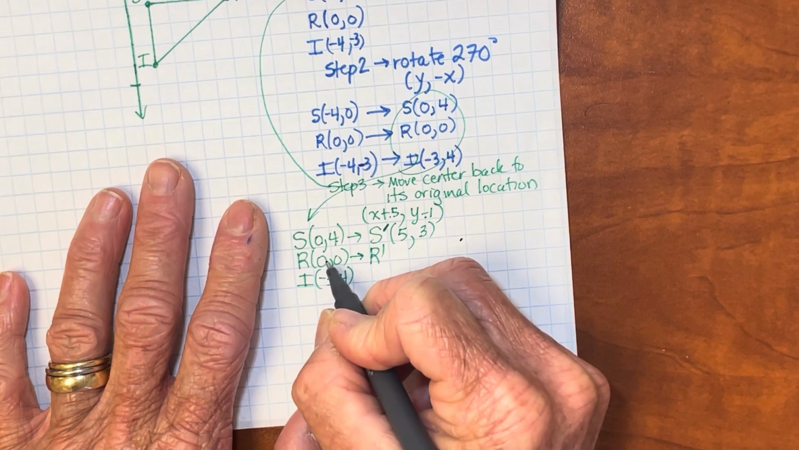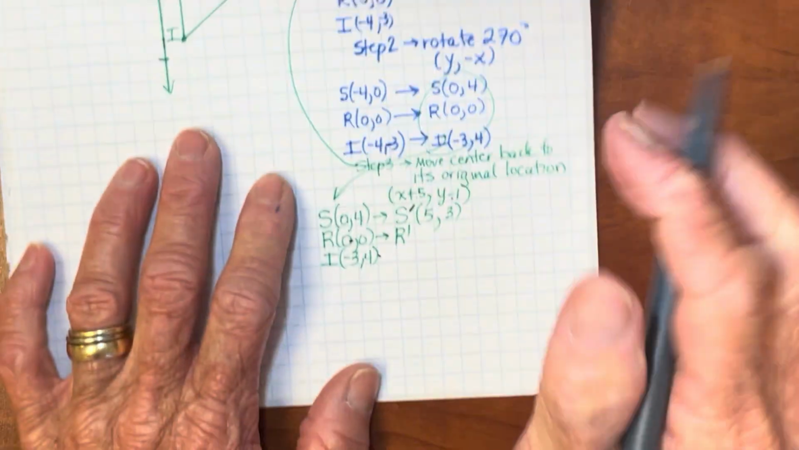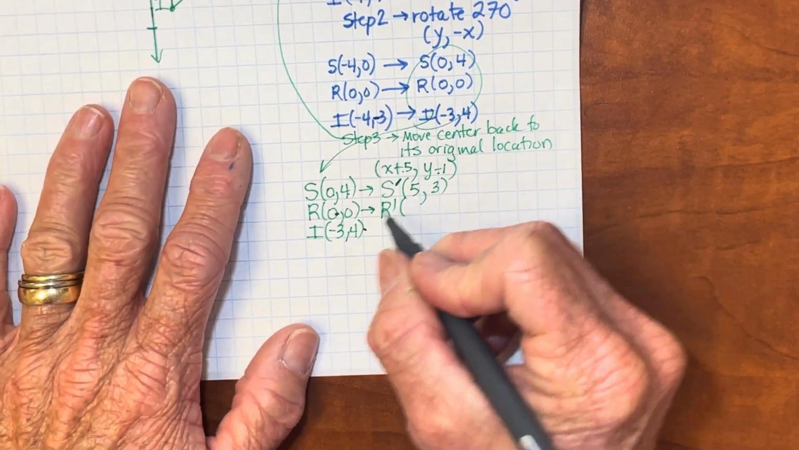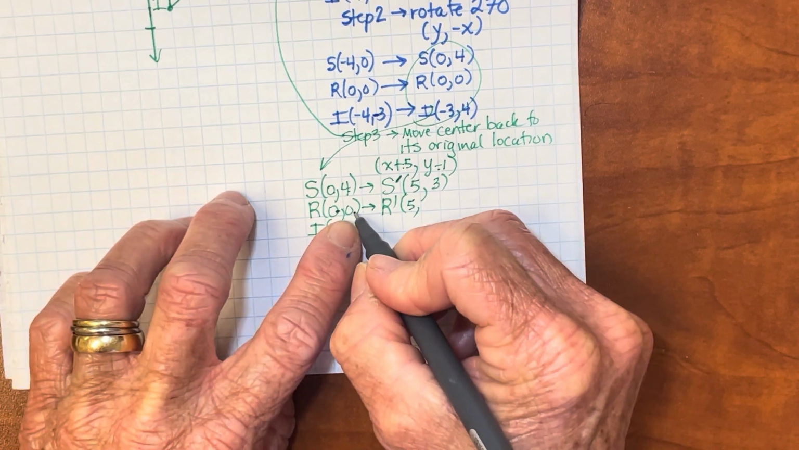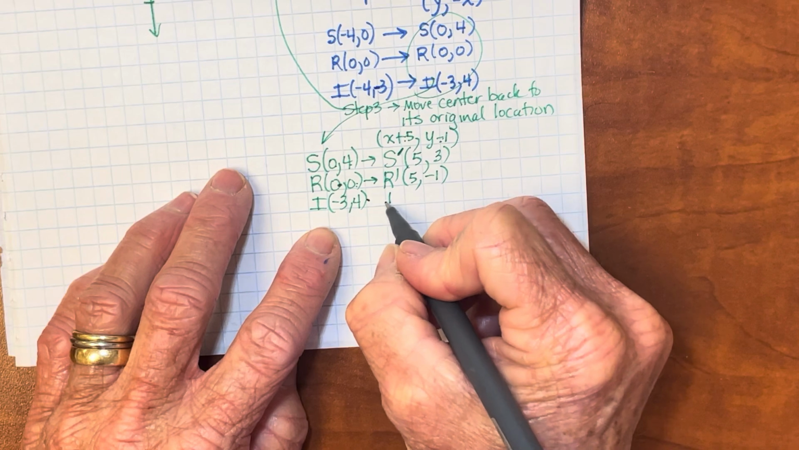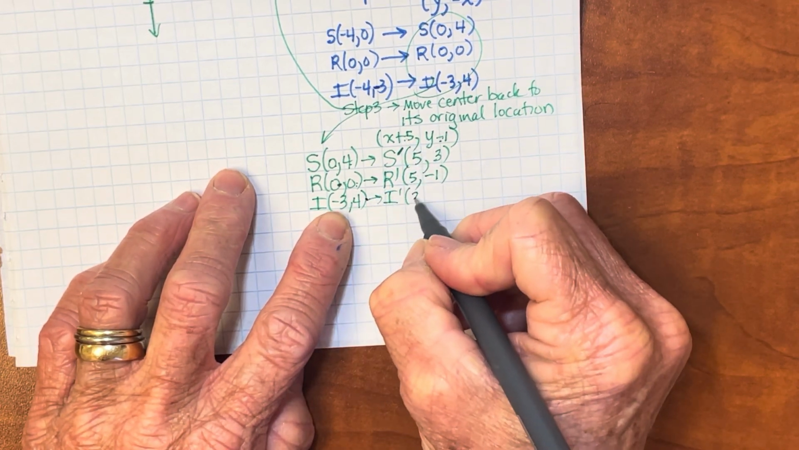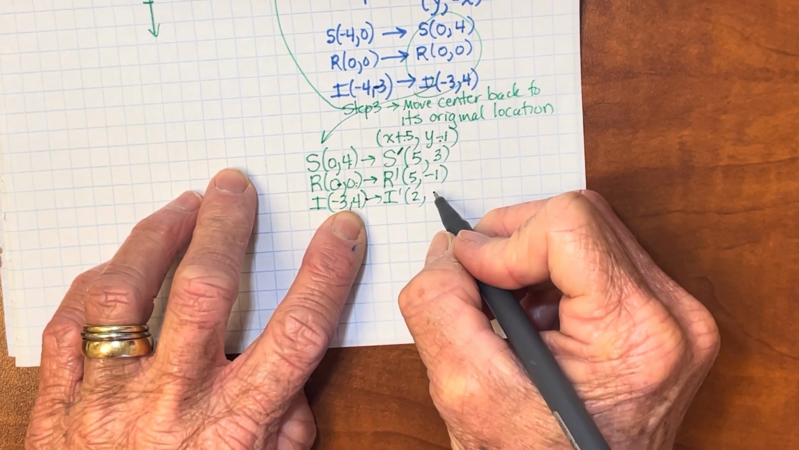R prime should end up right back where it started in its original position. It's the one that kind of was the impetus for all the moves we made. So I'll add 5 to the 0 and get 5, and subtract 1 from 0, and I get -1. And then I prime, adding 5 to -3, that'll put us at 2, and subtracting 1 from 4 will put us at 3.